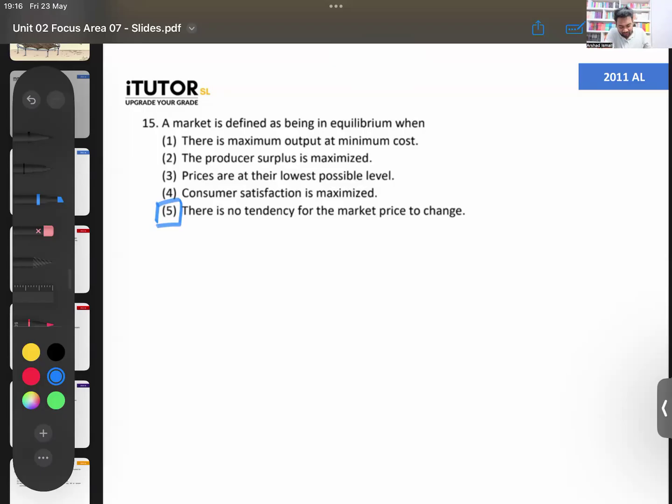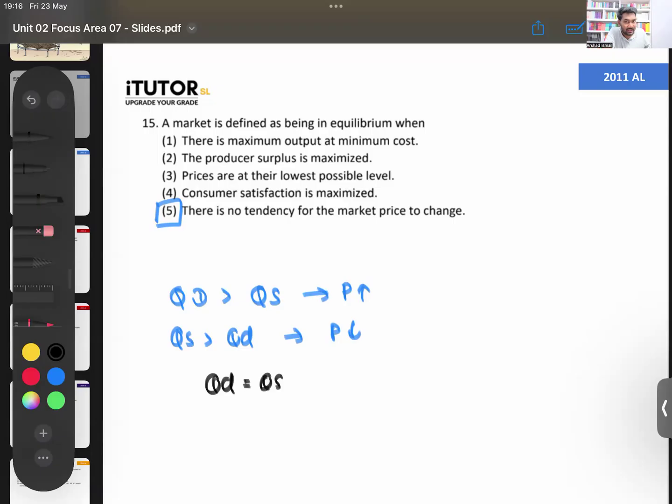Now, when your quantity demanded is greater than your quantity supplied, Lama, you have an excess demand. Then the price will start to increase. If the quantity supplied is greater than the quantity demanded, that is excess supply, Lama, and the price will start to come down. But if you are at equilibrium, that is, if the quantity demanded is equal to the quantity supplied, then there is no tendency for your price to change. My price will stay at that level. So that's why we say market equilibrium is a situation where there is no tendency for the price to change.